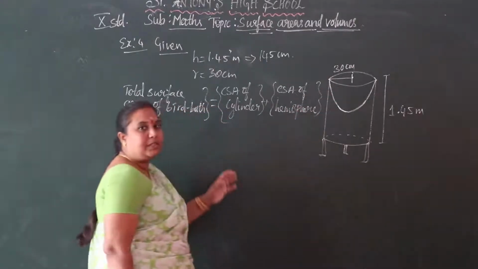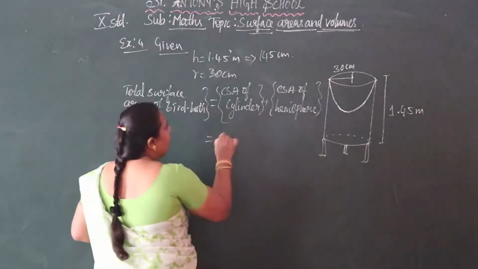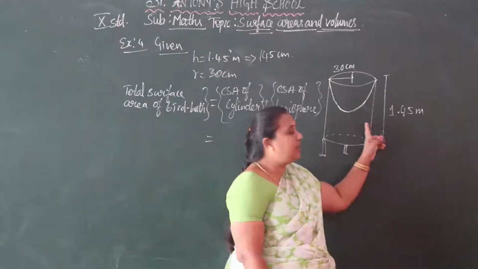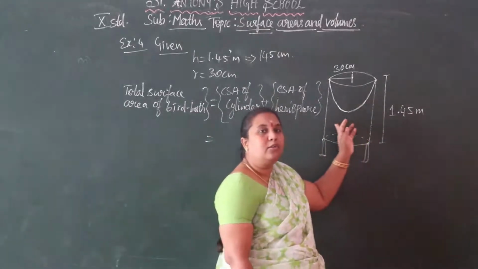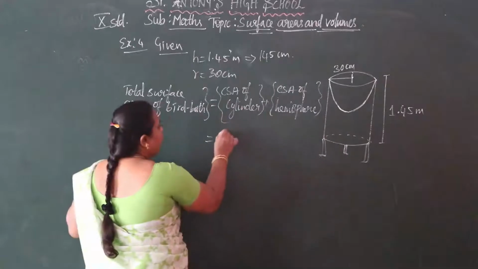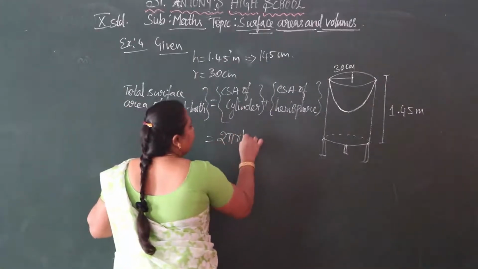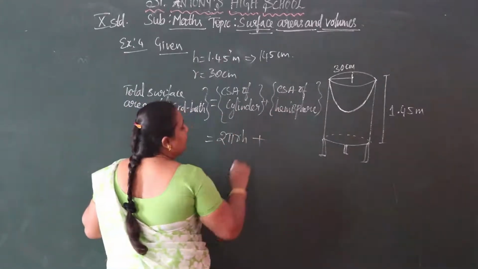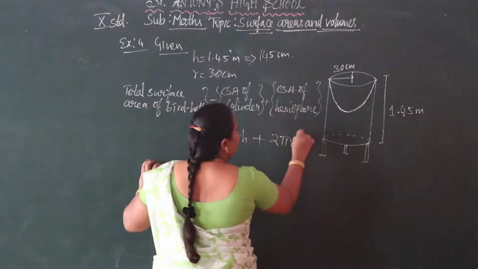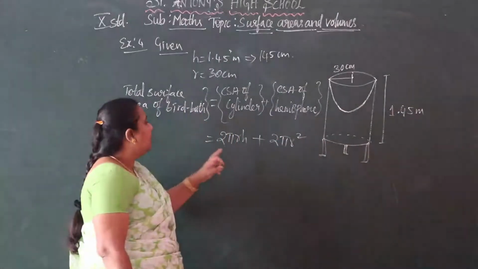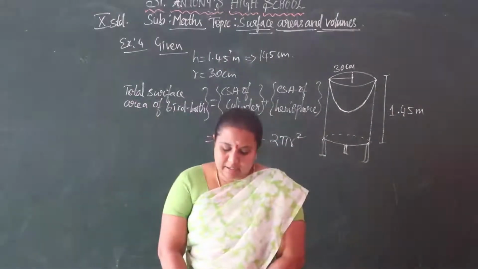CSA of hemisphere. Okay. So here, CSA of cylinder. What is the formula to find out CSA of cylinder? I told already, 2 pi RH. Okay. 2 pi RH plus CSA of hemisphere, 2 pi R square. Okay. So here you know the value. It is given in the textbook.